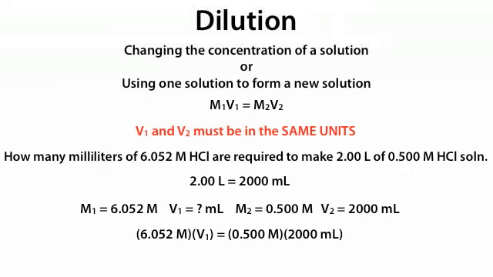Plugging everything in, 6.052 molar times V1 is equal to 0.500 molar times 2,000 milliliters. Solving for V1, we get V1 is equal to 165 milliliters. Now, we could have left our 2 liters as 2 liters and solved for a volume in liters and then converted to milliliters in the end, but I chose to convert liters to milliliters in the beginning, so we got our milliliters answer once we solved M1V1 equals M2V2. All in all, V1 is equal to 165 milliliters.